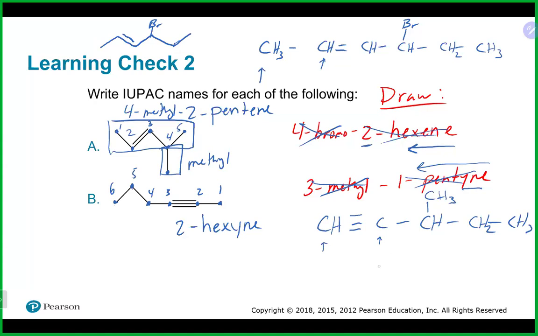Line structure, same deal. 1, 2, 3, 4, and 5. Triple bond right about there. And 1, 2, 3. Methyl group right about there. And stuff like that. Any questions on drawing and naming alkenes and alkynes?